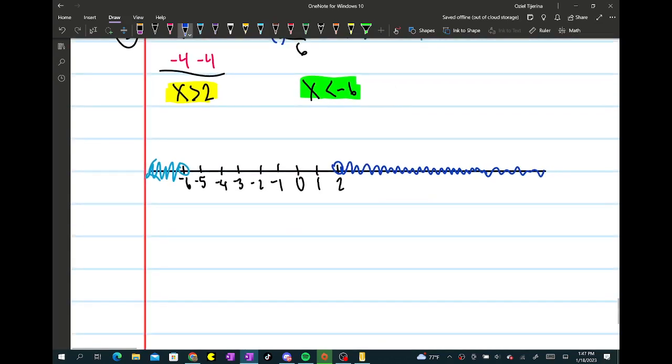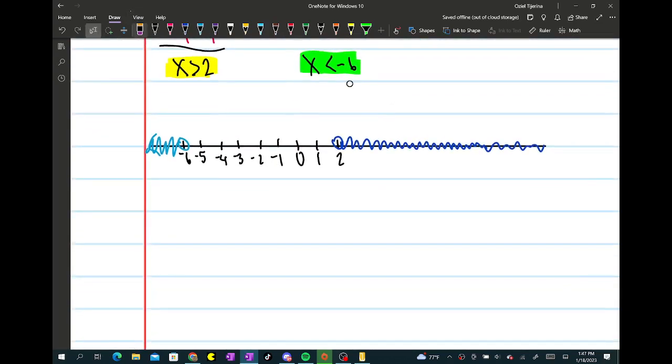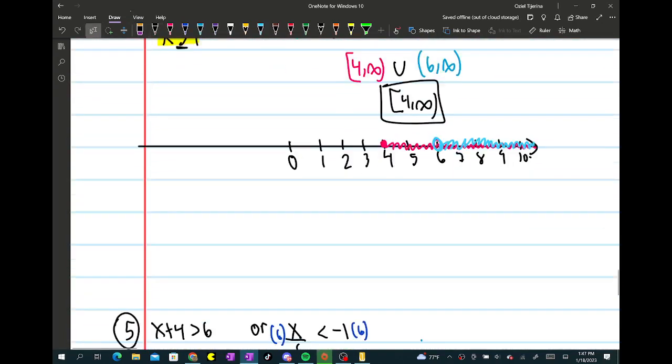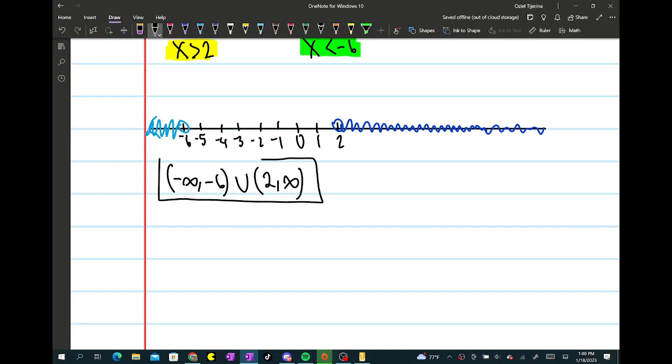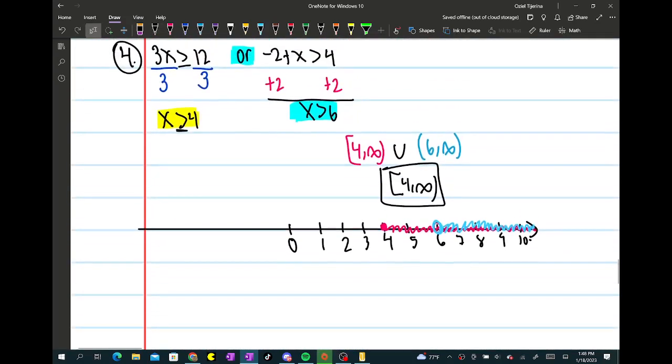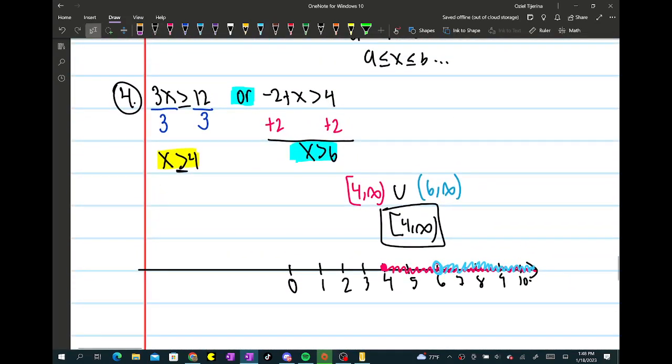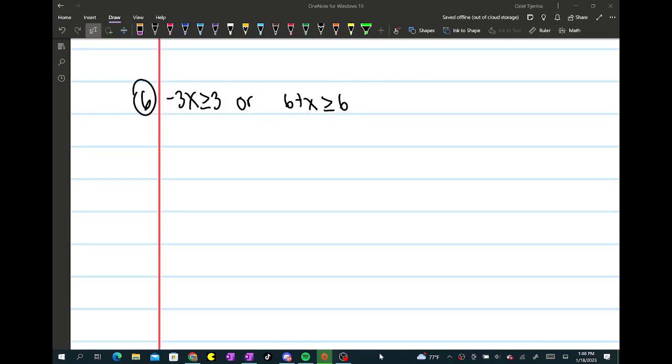If they do want it in interval notation, this is more for pre-calculus, you would say -infinity to -6, close parentheses, union, and then 2 to infinity. And that would be the way that you would write it in interval notation.